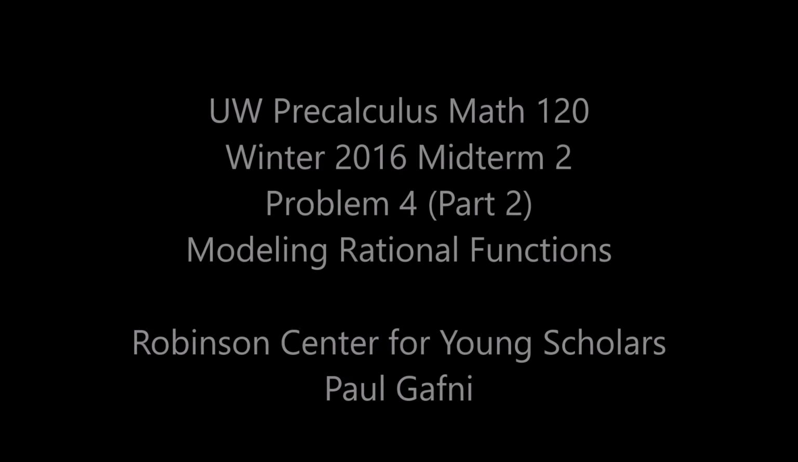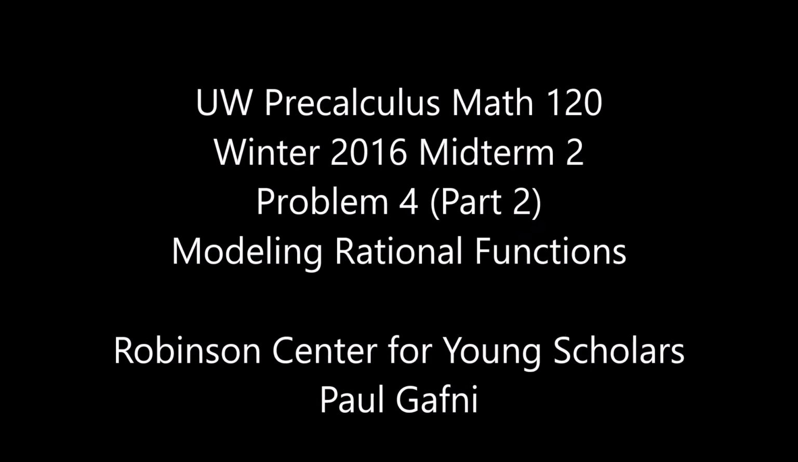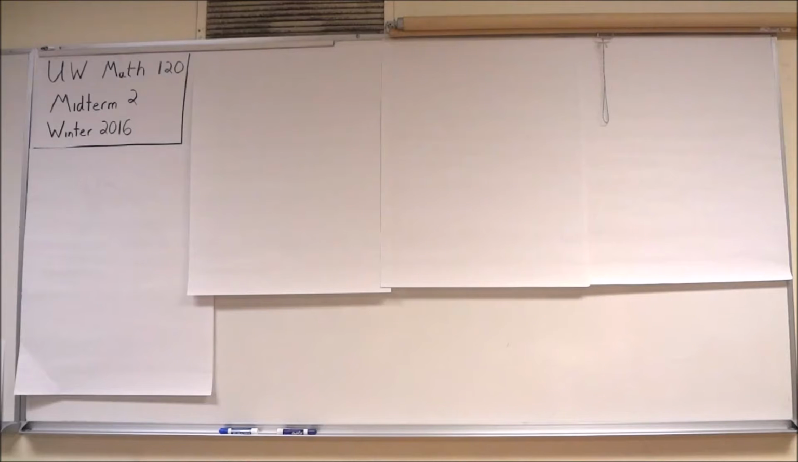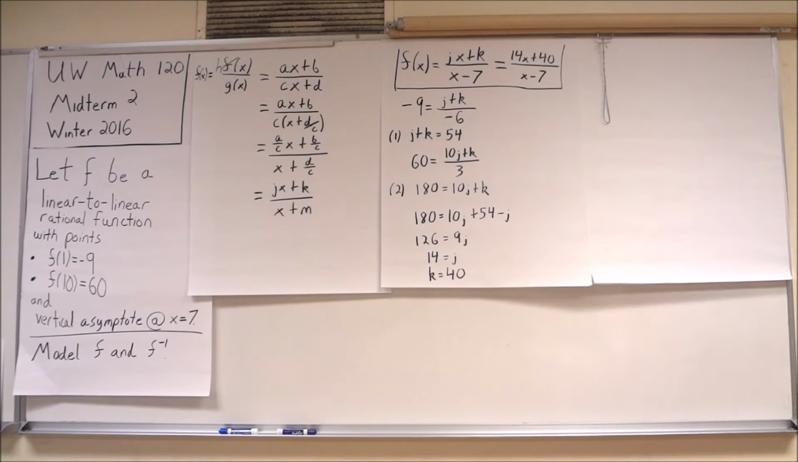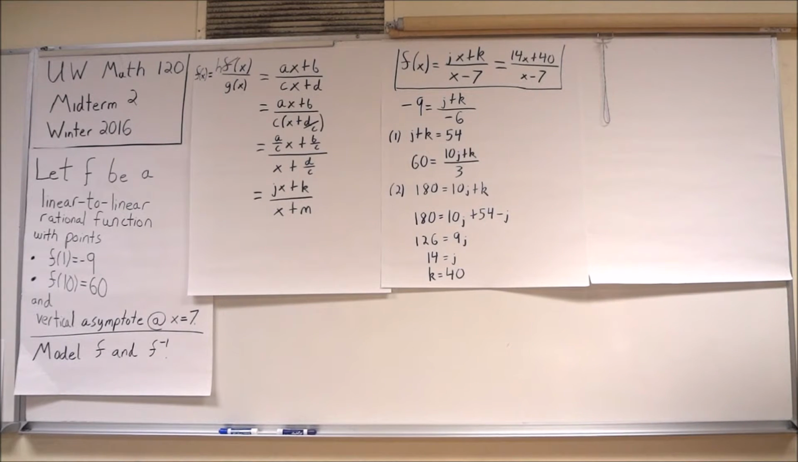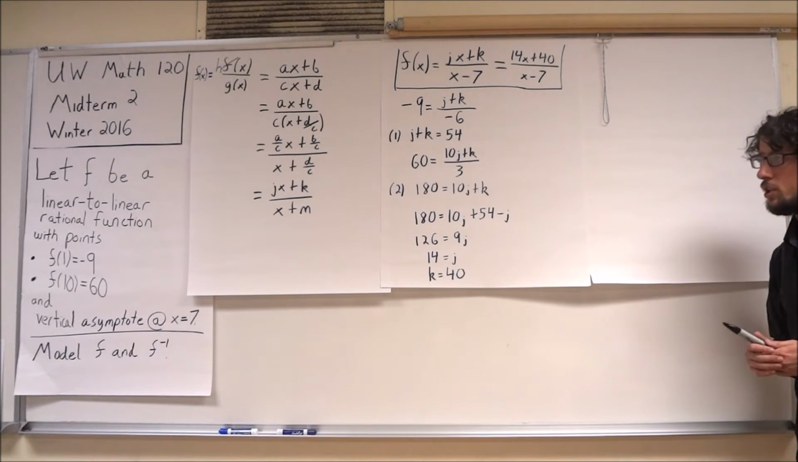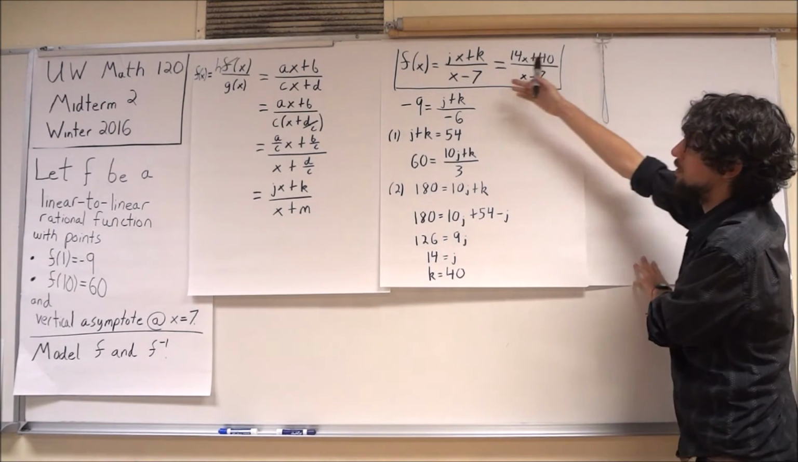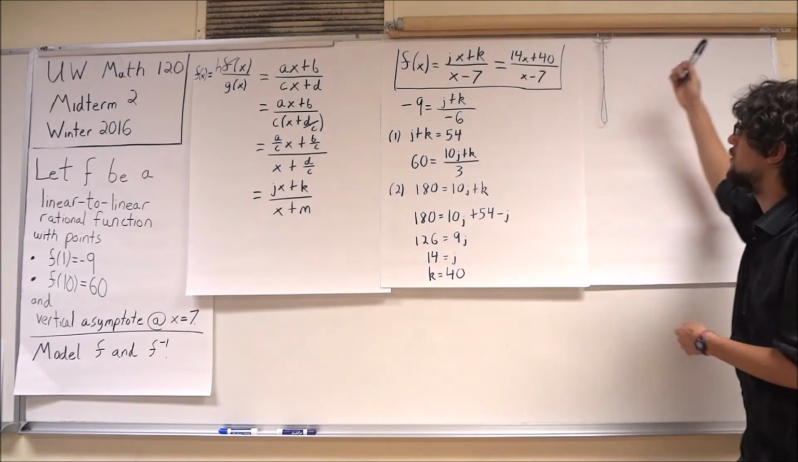Okay, so we're looking at the fourth question from the University of Washington's Math 120 Pre-Calculus Midterm 2 from winter quarter of 2016. So now, given our formula for f, we need to try to model f inverse. So writing inverse functions is relatively straightforward. We can start by writing this as y equals this.